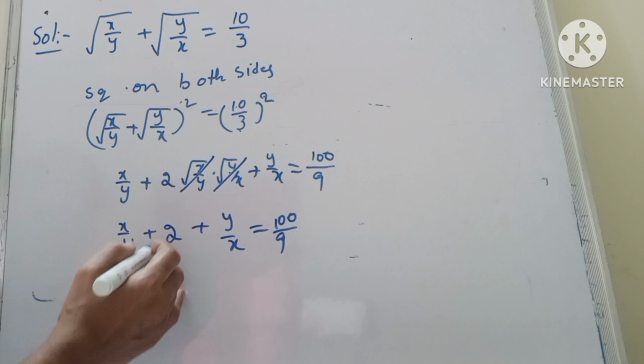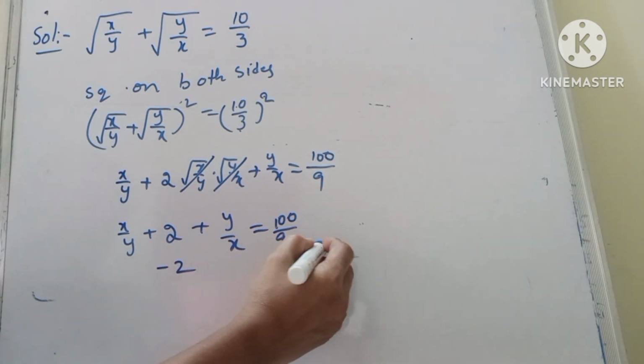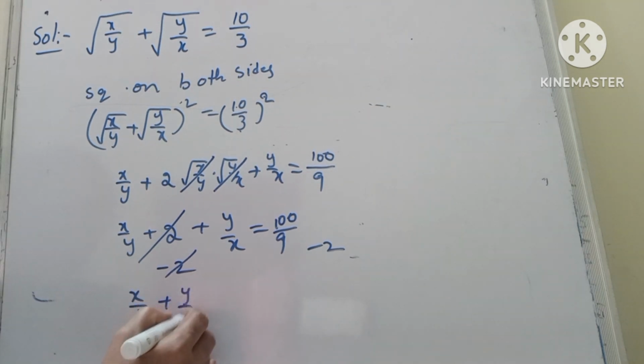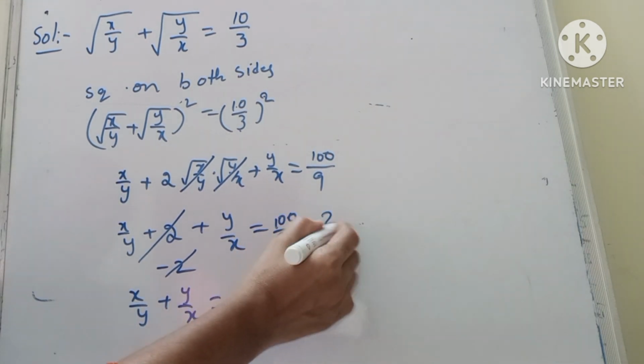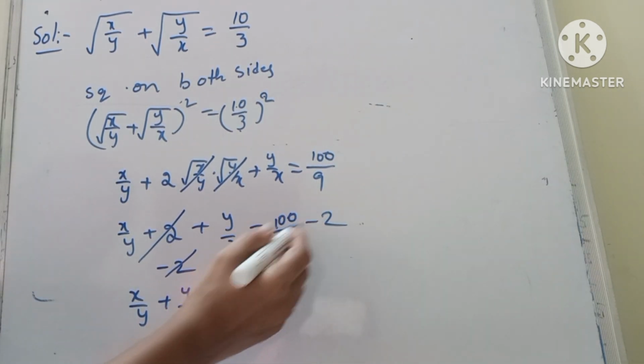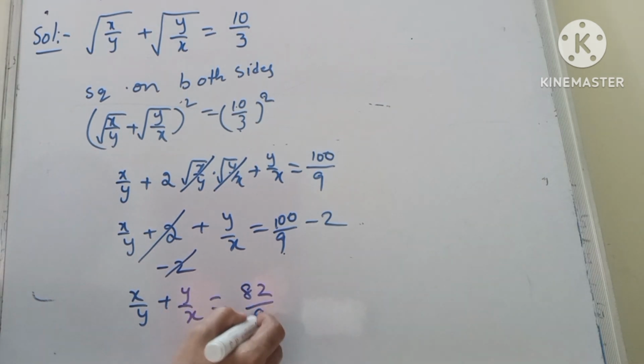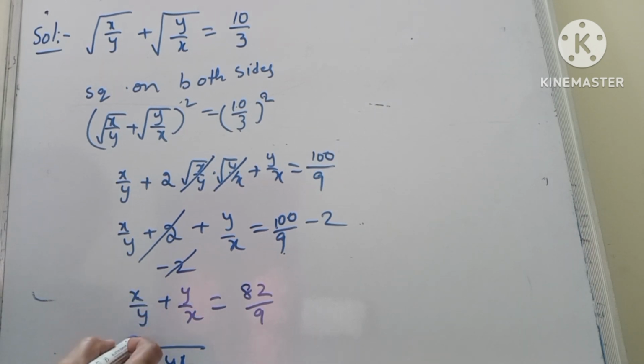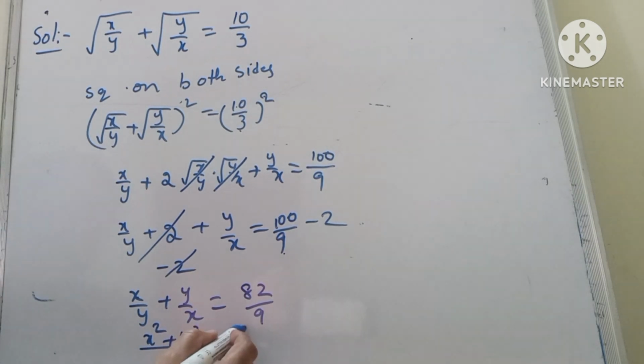So subtract 2 on both sides. Minus 2 plus 2 cancels. x by y plus y by x equals 100 by 9 minus 2, so 9 times 2 is 18, 100 minus 18 is 82 by 9. Now take the LCM of x by y and y by x. The denominators are y and x, so xy. Here y divides xy x times, so x into x square, plus x divides xy y times, so y into y square, equal to 82 by 9.